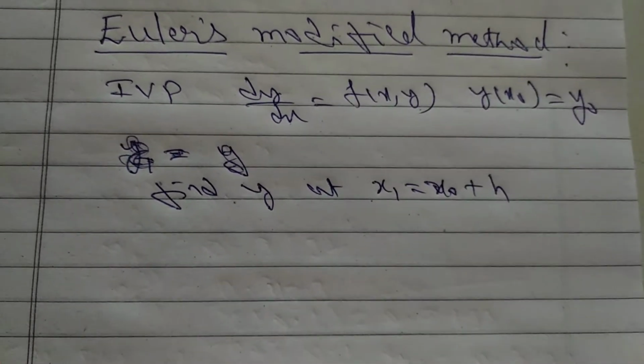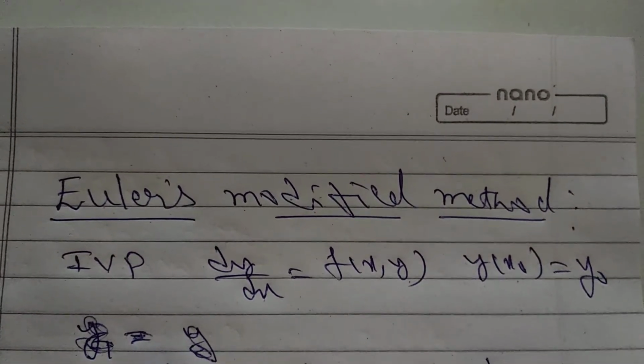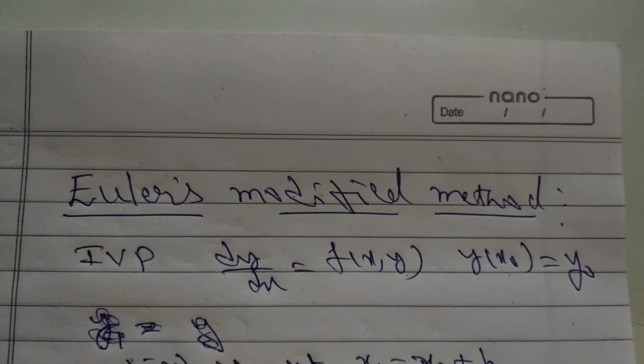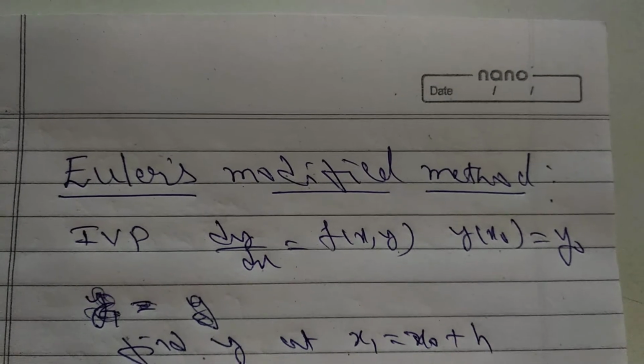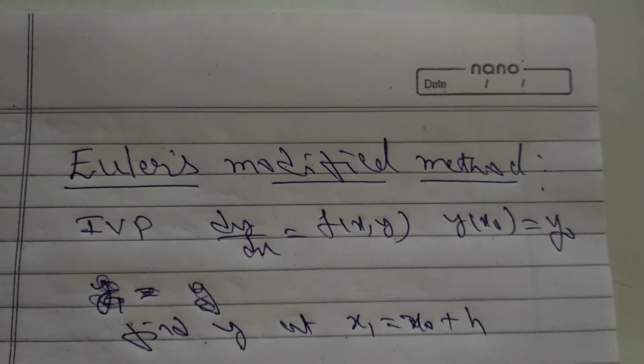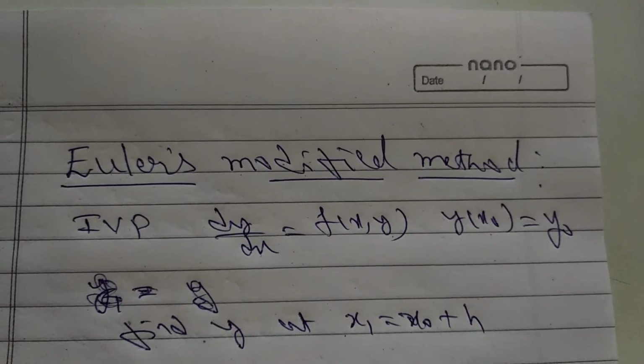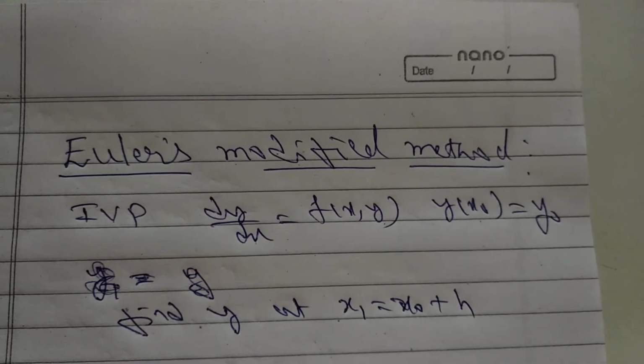Today we are going to discuss how to solve a first order and first degree differential equation by using Euler's modified method. In the last video we discussed the same problem, a first order and first degree differential equation, by the Taylor series method. So now, Euler's modified method.